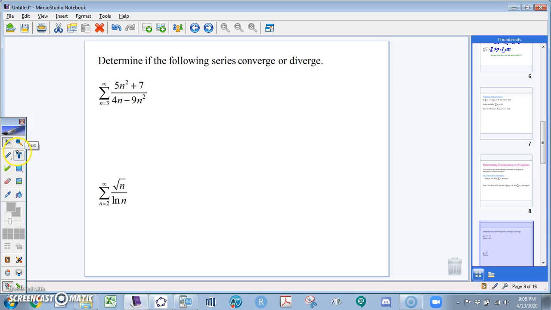So if we want to determine if the following series converge or diverge, the first thing I would do is to think about the term expression, which is 5n squared plus 7 divided by 4n minus 9n squared. I'm going to run out of room, so I'll move that up here. Then I want the limit of those terms as n goes to infinity of a sub n.